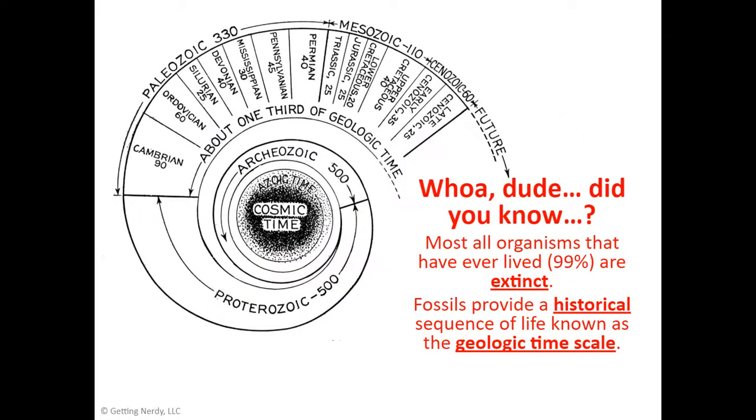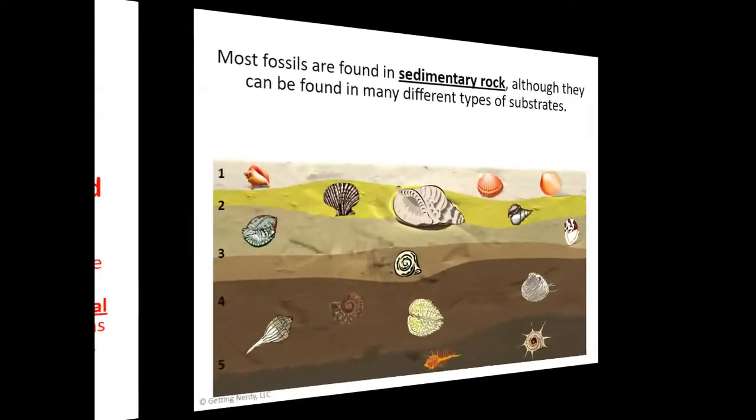All right, did you know that most of the organisms that have ever lived, 99% of them, are extinct? And so when we find fossils, and it's quite rare to become a fossil, it provides a historical sequence known as our geological time scale. And we're going to be looking at that time scale as we go on in the history of the Earth, all the way back to when it was formed. But we're going to teach you how they determine how old the rocks are and the fossils.